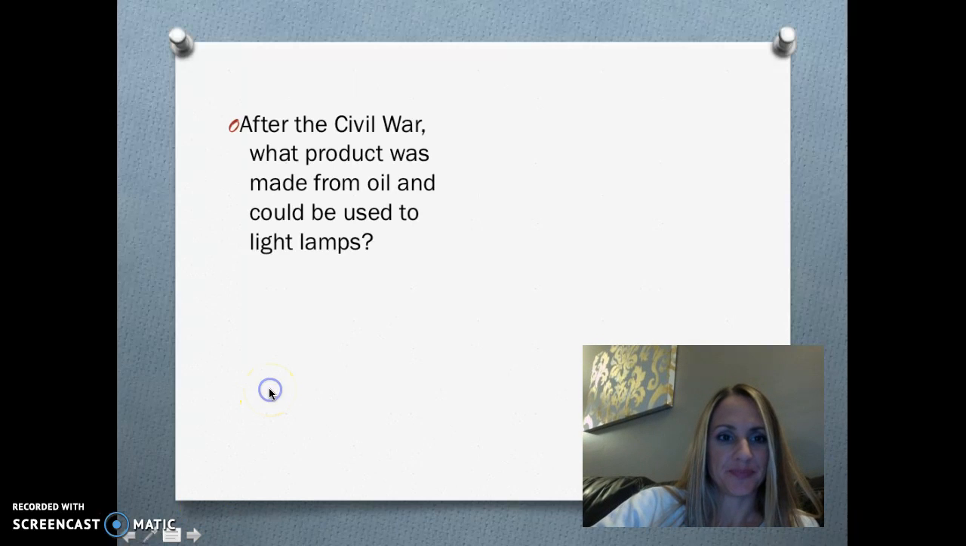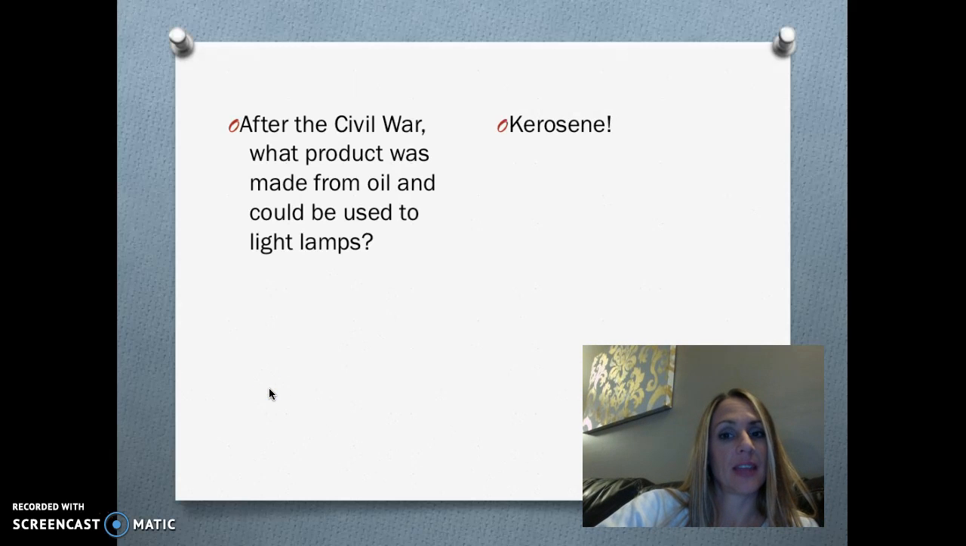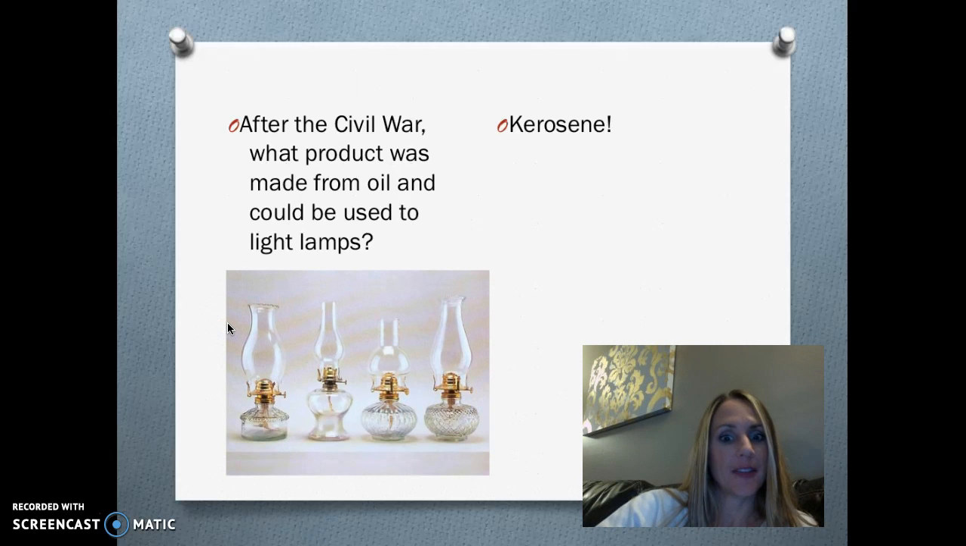Question number 1. After the Civil War, what product was made from oil that could be used to light lamps? The answer is kerosene. Kerosene, of course, is a more refined version of oil, and it's even more refined than gasoline. It's more clear, and you can put a wick in it, and it will continue to fuel the lamp. And there's pictures of kerosene lamps for you. Next.